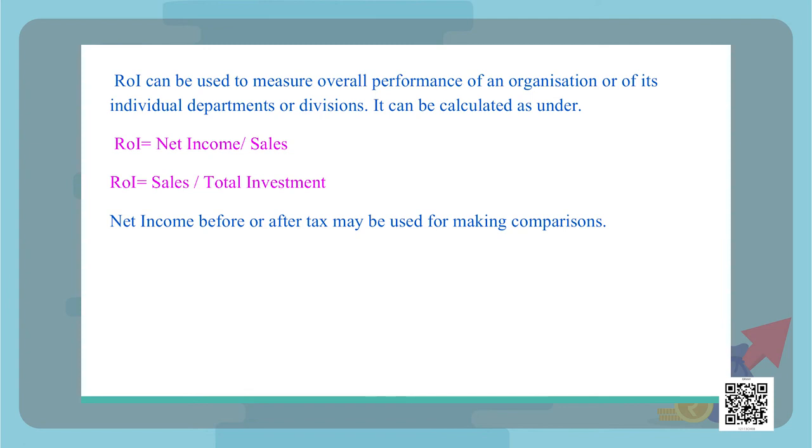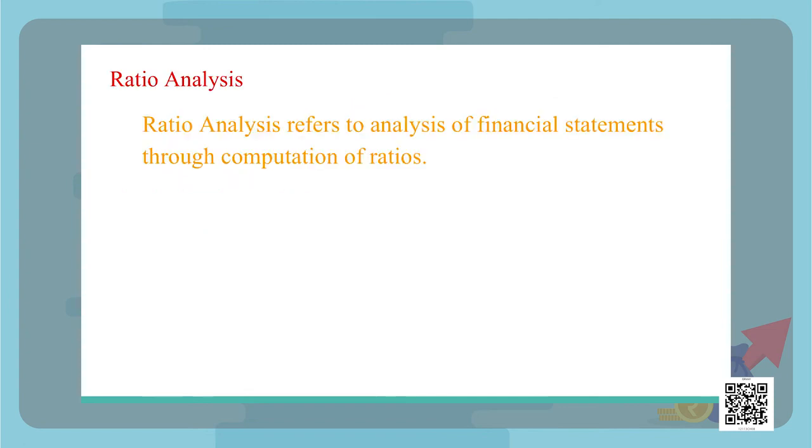So, return on investment can be useful for calculating the performance of an organization according to individual departments or the organization as a whole. The formula for calculating return on investment is net income upon sales or sales upon total investment. Then we have ratio analysis.